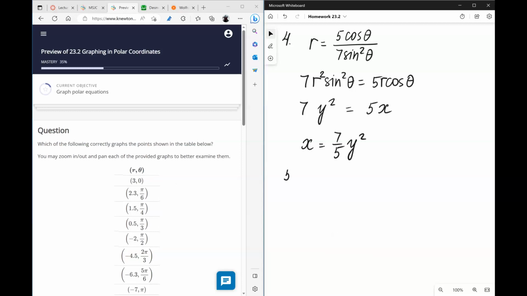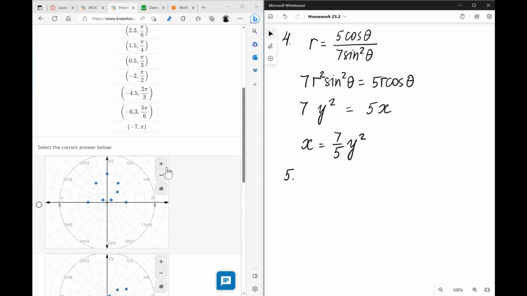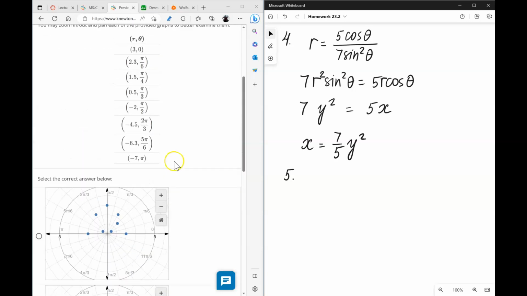For number 5, we have to pick the correct answer here, the correct plotting of these 1, 2, 3, 4, 5, 6, 7, 8 points. So let's take a look.